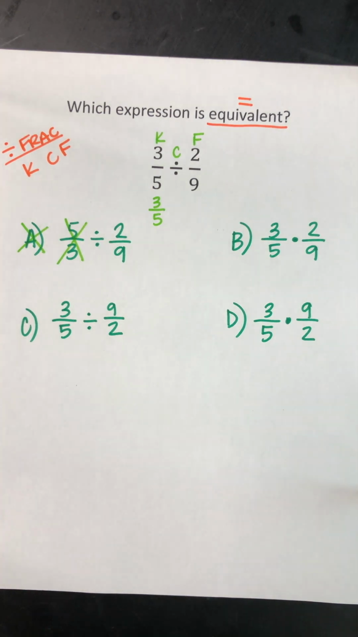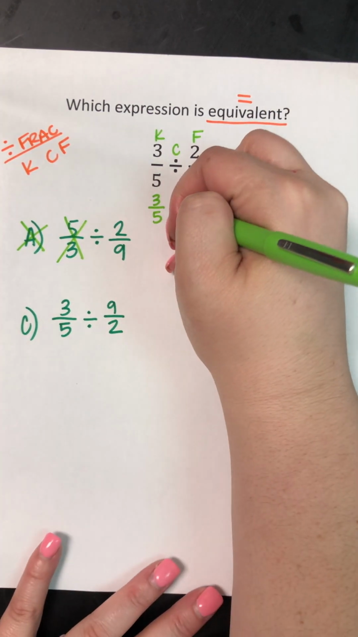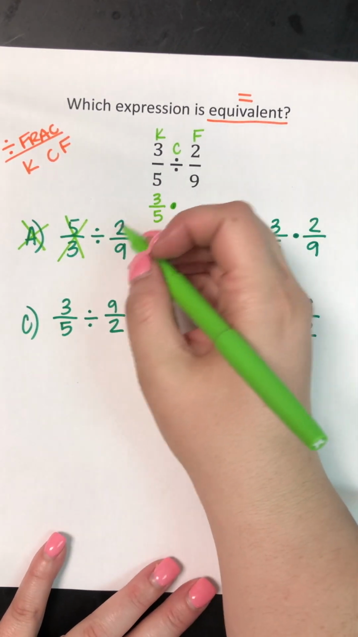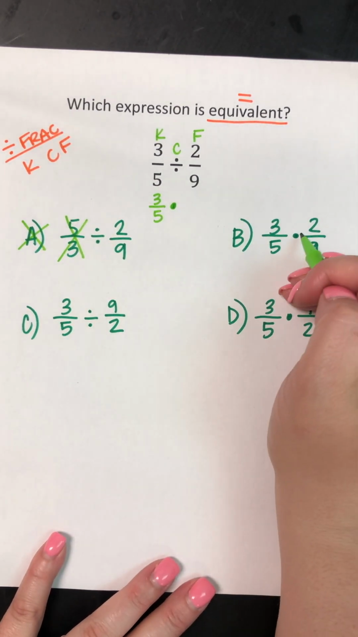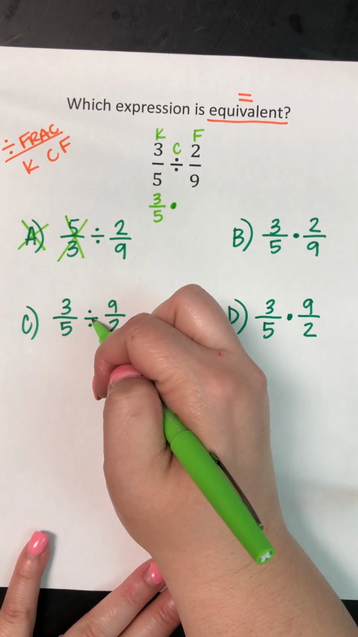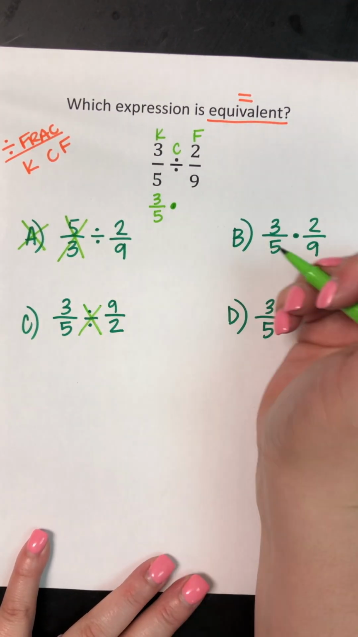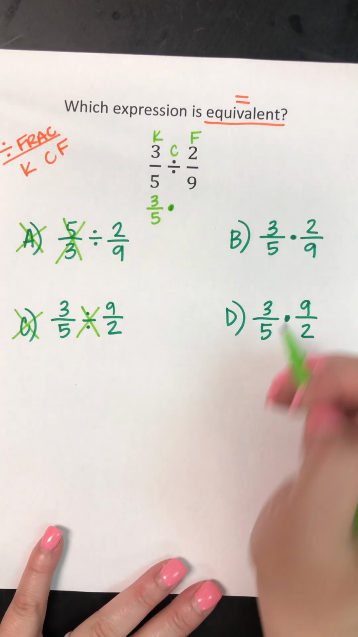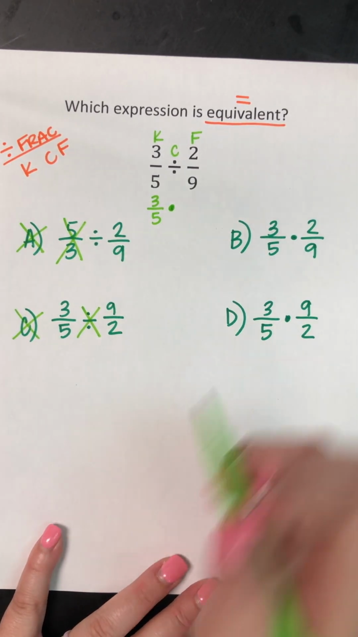So your division changes to multiplication. I'm going to put my multiplication dot in the middle. So now I got to check for multiplication. So did they multiply? Yes. Did they? No. So because they left the division, C is wrong. Okay, did they multiply? Yes. So we've eliminated down to B and D.